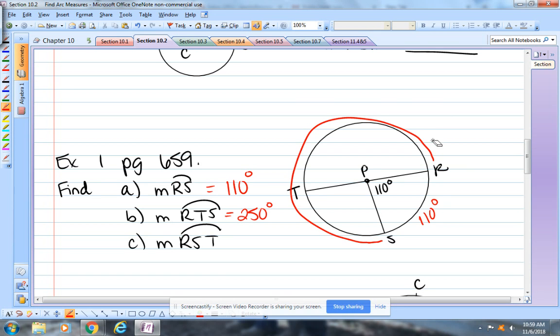All right. So the last one they want me to find, you got to go in the order of how it goes through the points. RST. Goes from R to S and stops at T. Well, what is that? It's halfway around the circle. So that's called a semicircle. And every semicircle's measure is what? 180 degrees.